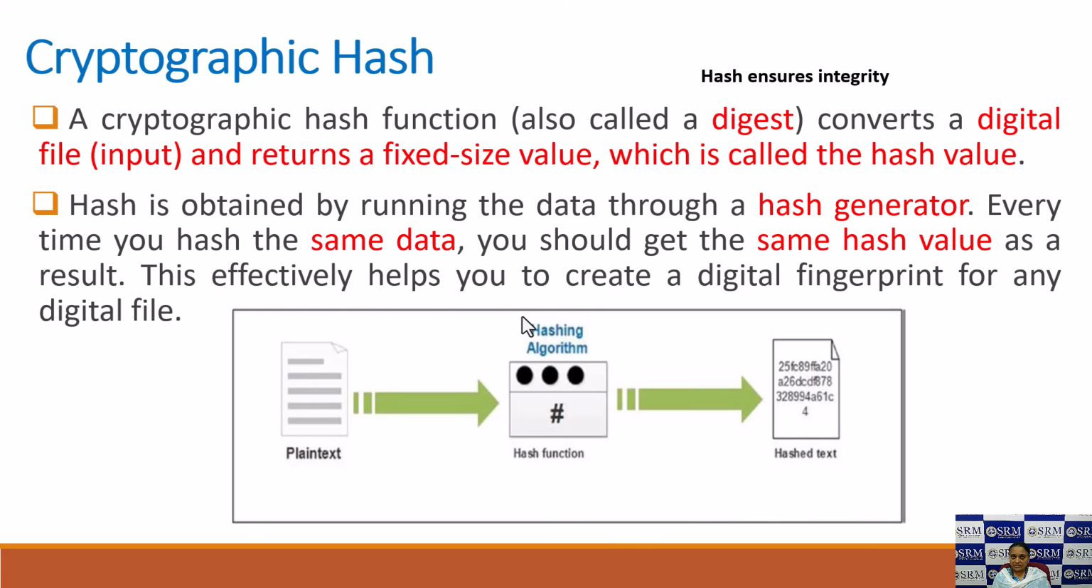If two different values end up with the same hash value, then it will be a collision problem. That should not happen at all. Two different values should end up with two different hash values. Same data, however many times you hash it, should end up with the same hash value only.